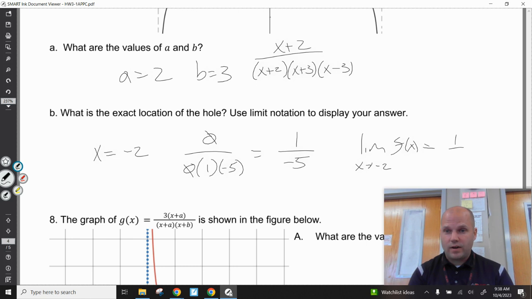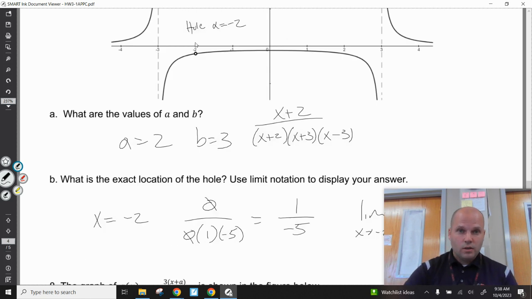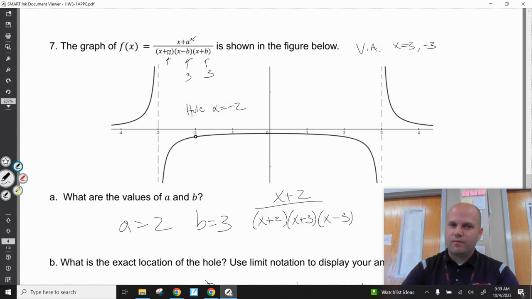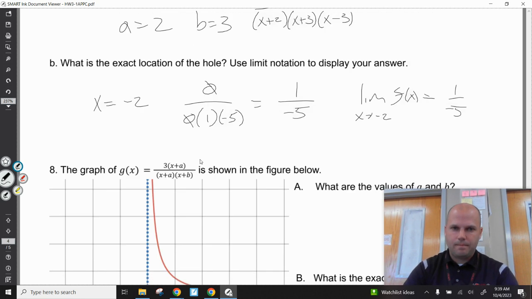If I look at the graph, it does make sense. Negative 2, it looks like it's a negative value. Again, I can graph it and find that that exact location is like negative 0.2. Okay.